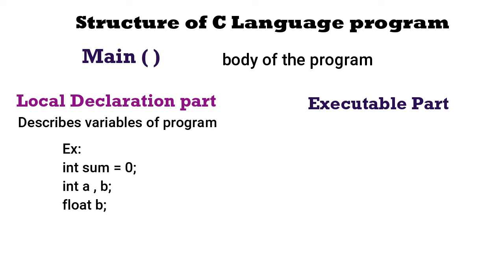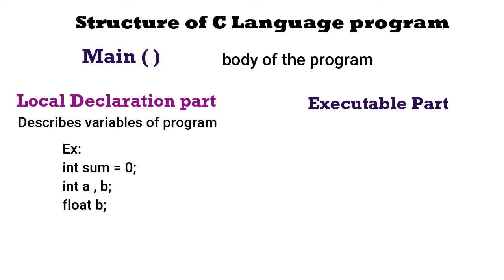Example, int sum = 0; int a, b; float b;. So here int is the data type and sum is the variable, and I'm going to assign the value 0 to sum. Then another example, int a, b. So int is the integer data type, and a, b are the variables. Then float is the data type and the variable is b.